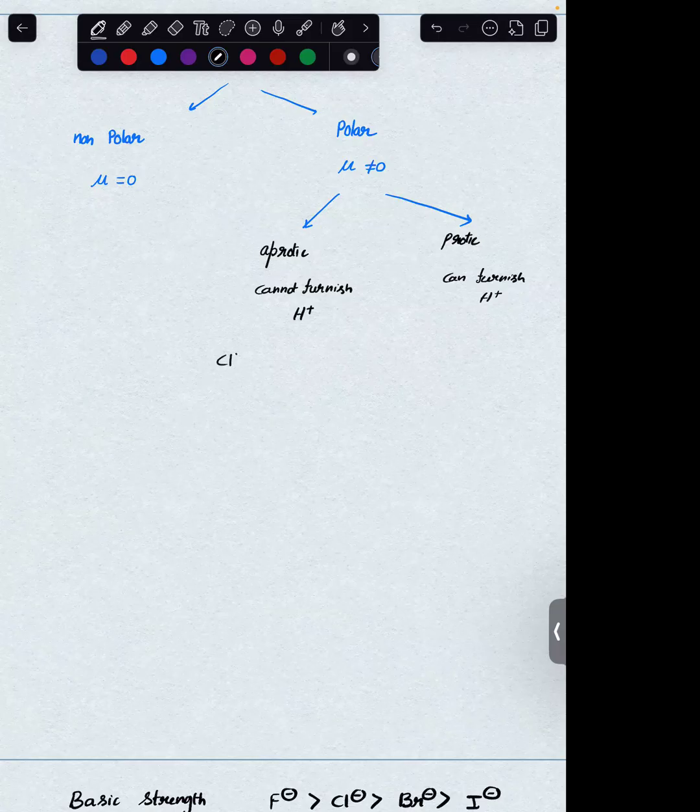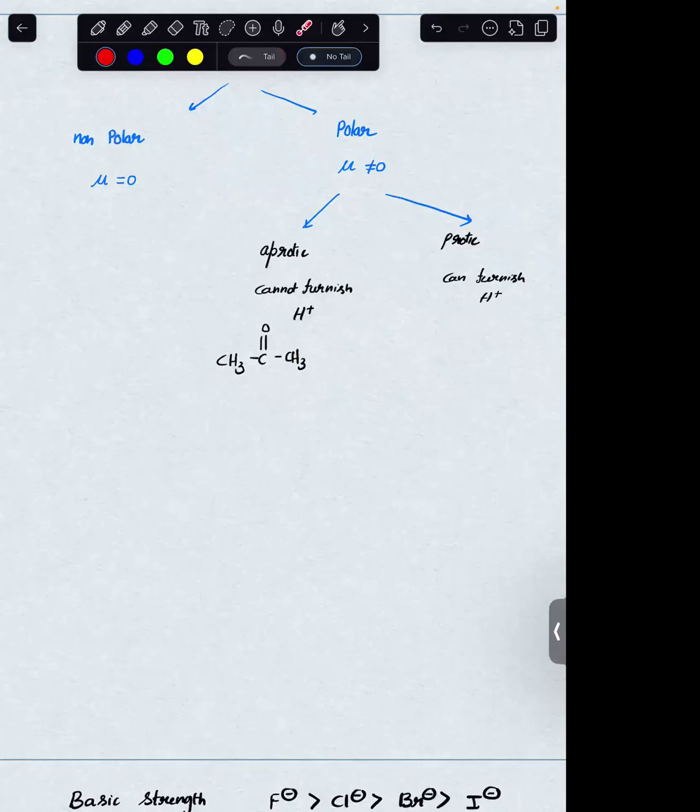If the hydrogen is not attached to any of these, suppose you have acetone, CH3, C double bond O, CH3. In this case, the hydrogen is not attached to oxygen, it is attached to carbon, right? So the H positive may not be furnished easily, or this is a very weak acid. In its solution, you won't have a significant dissociation of acetone into CH3, C double bond O, CH2 minus and H positive. Okay. So you will have a very low concentration of H positive in the equilibrium, and it can be treated as an aprotic solvent.